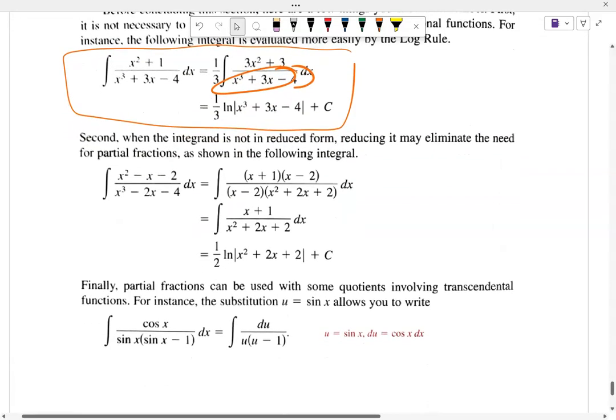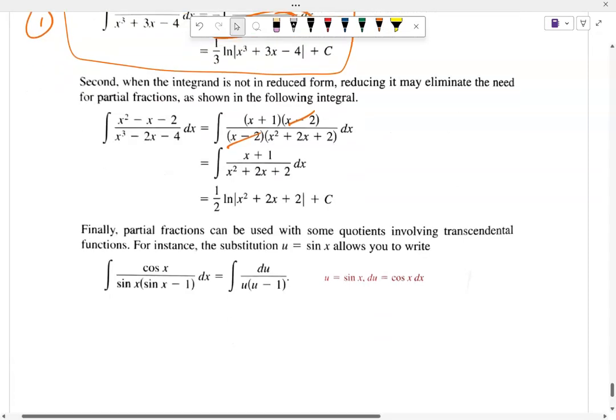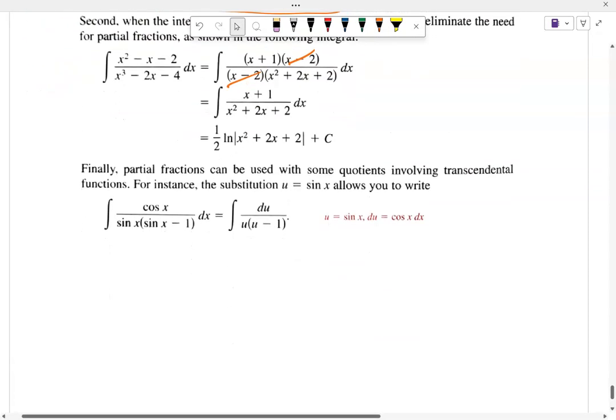Number 2, sometimes when you factor it, like if you factor on this second one, so that's note number 1. Number 2, maybe it's not in reduced form, and so yeah, I know there's actually a hole in this rational function, but it behaves like the simplified form, and so I can still properly run the integral. And then also sometimes you can use partial fractions when you're involving transcendental functions as well.